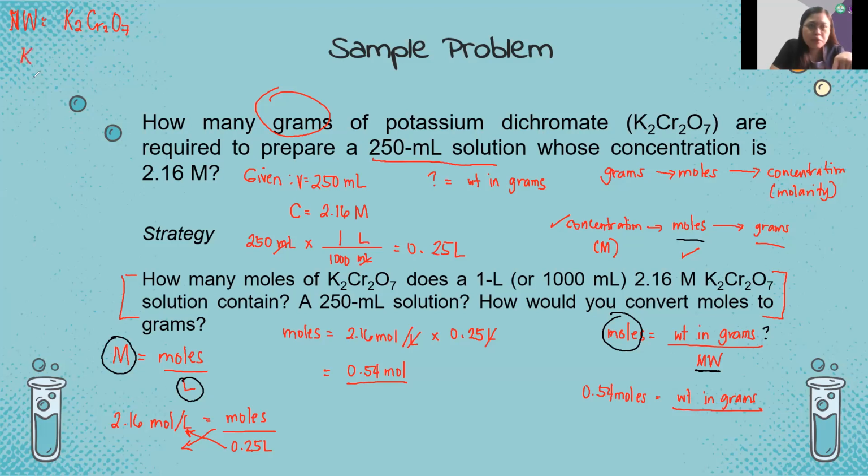So, the first step again, list down all the elements. So, you have there the potassium, the chromium, and the oxygen. And then, once you have listed them down, identify class how many atoms are present in the compound.